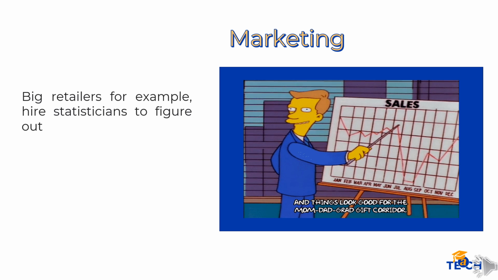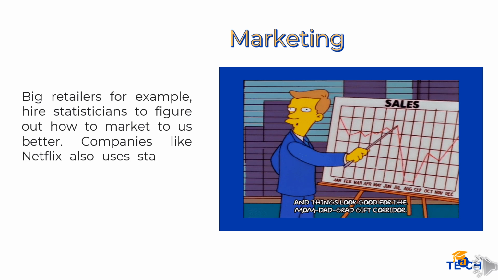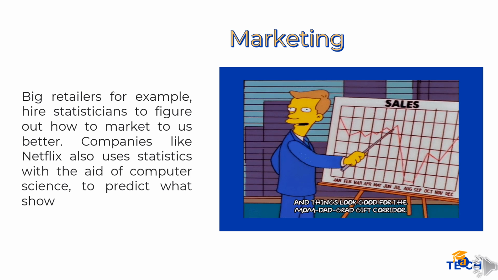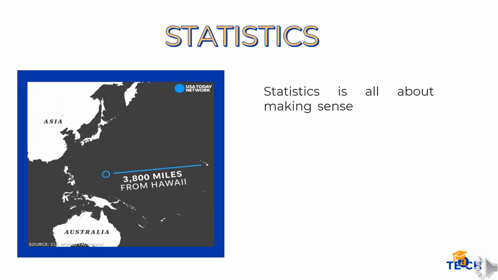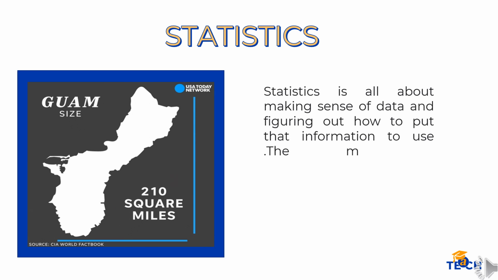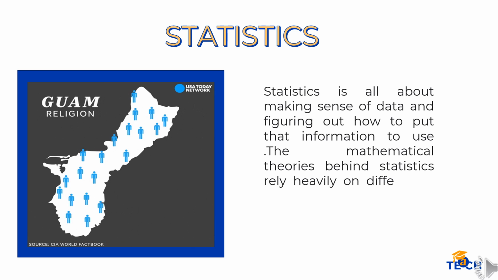And marketing. Big retailers, for example, hire statisticians to figure out how to market to us better. Companies like Netflix also use statistics with the aid of computer science to predict what show we might want to watch next. Statistics is all about making sense of data and figuring out how to put that information to use.